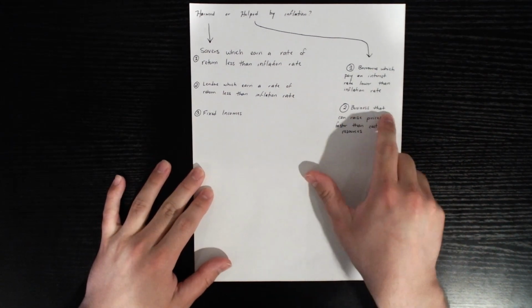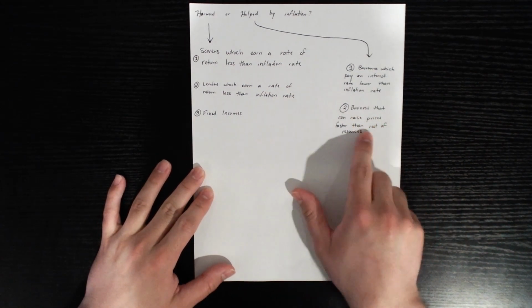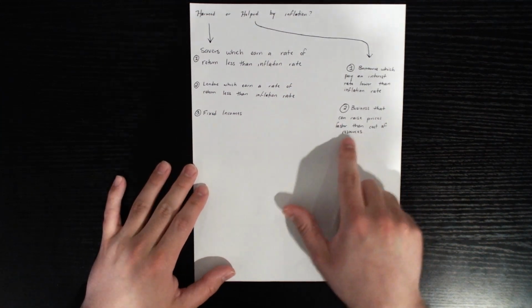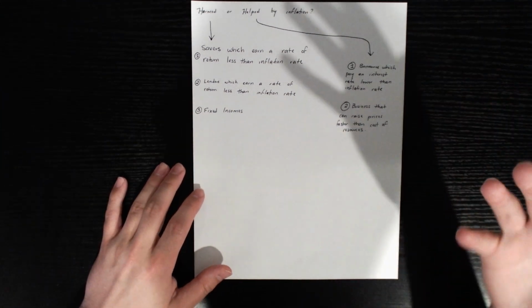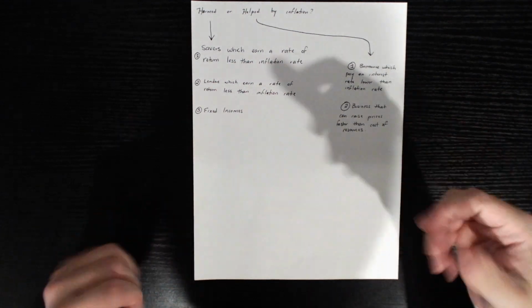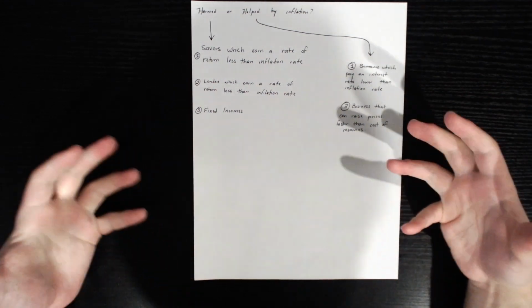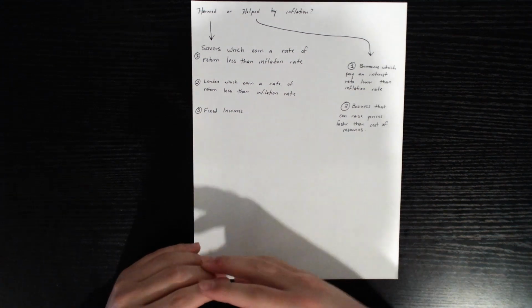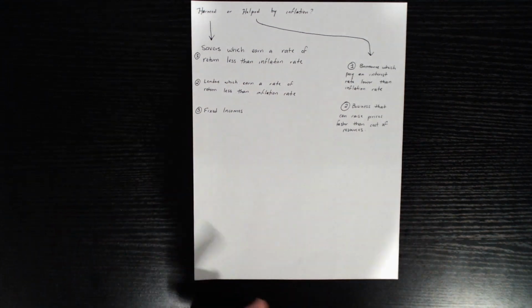Second one are businesses that can raise prices faster than the cost of their resources. So if a business can increase the price of their product faster than the cost of their resources, then they're helped when the prices they're able to increase generate them more profit.